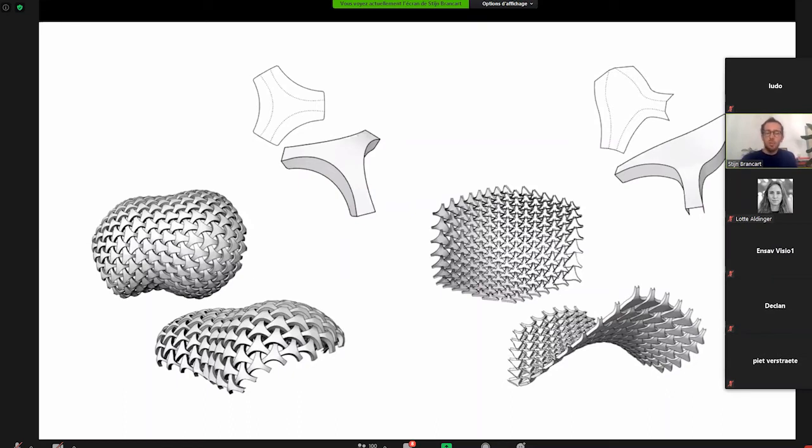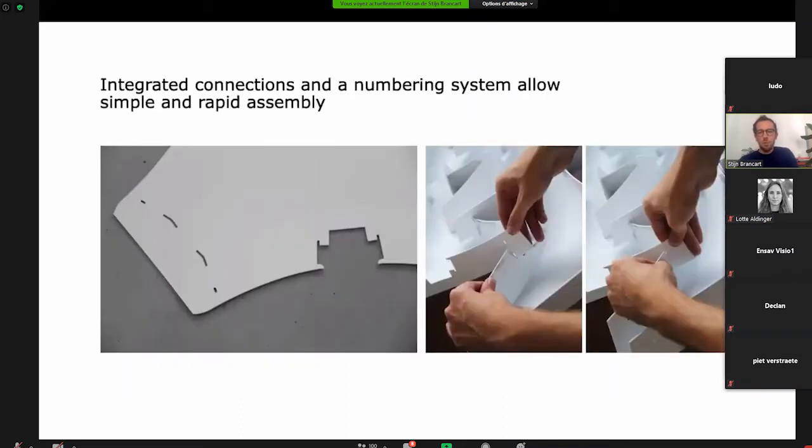Of course, depending on the geometry, the components also change. So this is not a uniform system, but this is also not a problem because we laser cut all the components, so it doesn't take longer or more material to make all different components compared to all the same components.